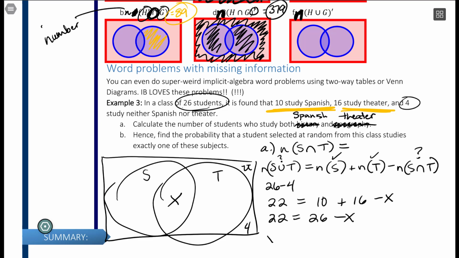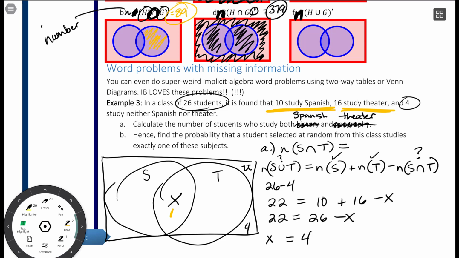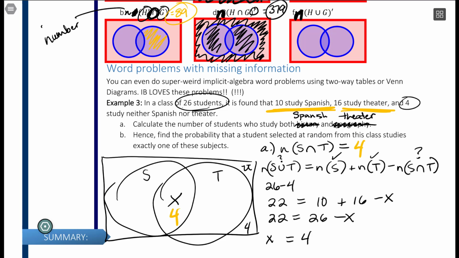Once we have that, all we have to do is add x to both sides. The x is going to turn out over here on the left-hand side, and it's now positive. The 22 needs to move over to the right-hand side. So when I subtract 22 from both sides, the 22 cancels out on the left. We're left with just the x, and then 26 minus 22 equals 4. And look at that, we found the intersection. We know how many students study both Spanish and theater just by using that general addition rule.